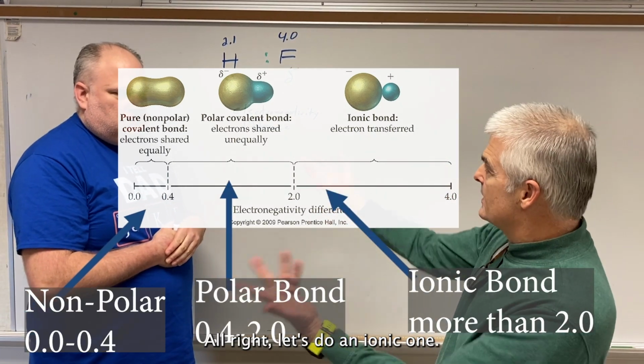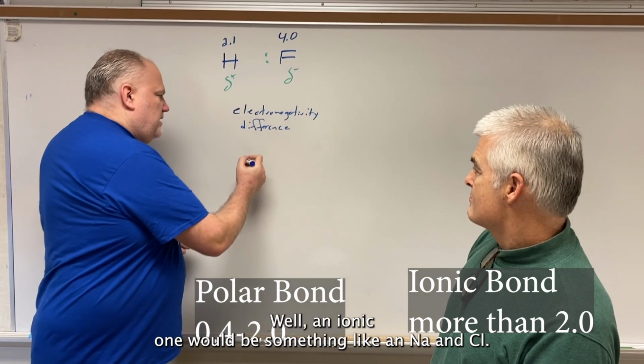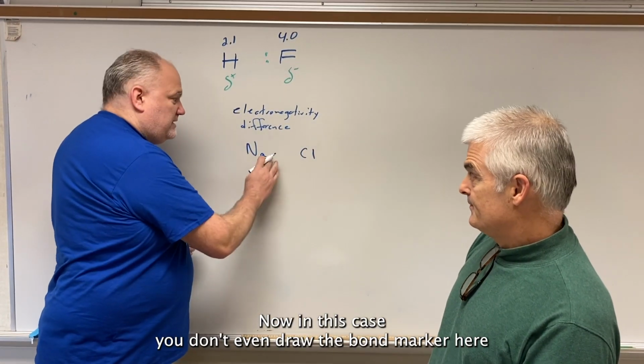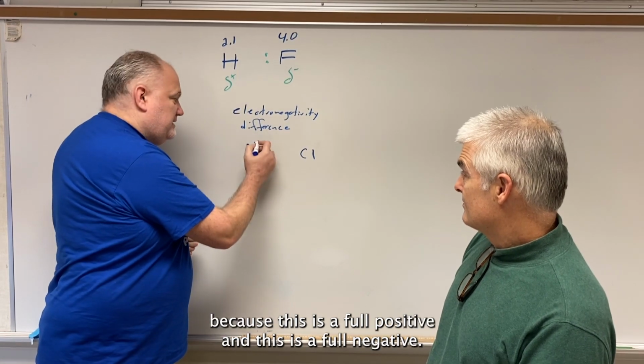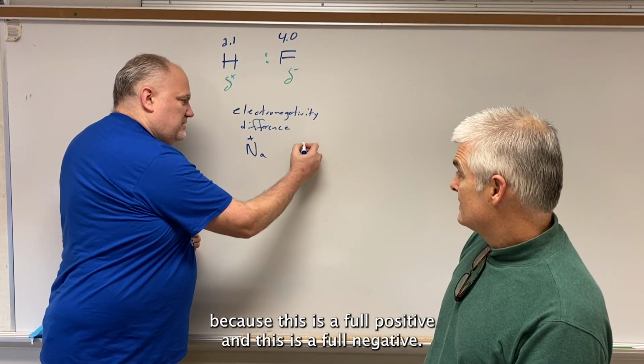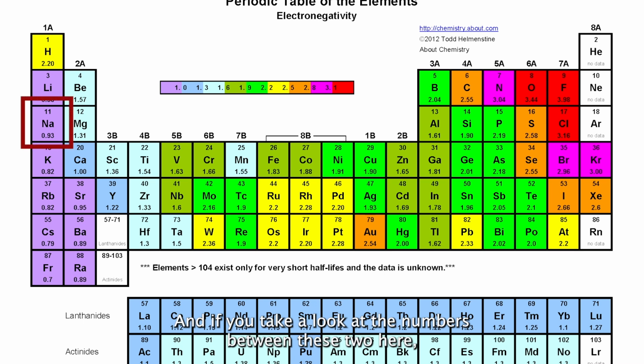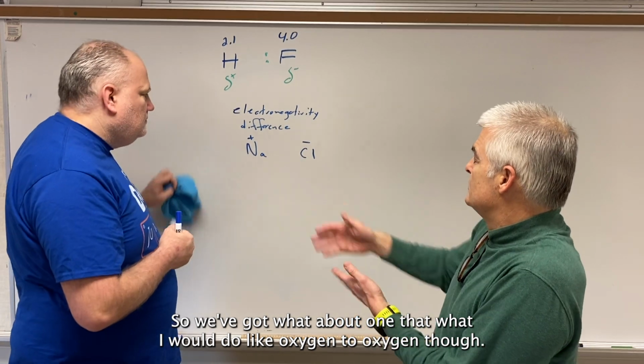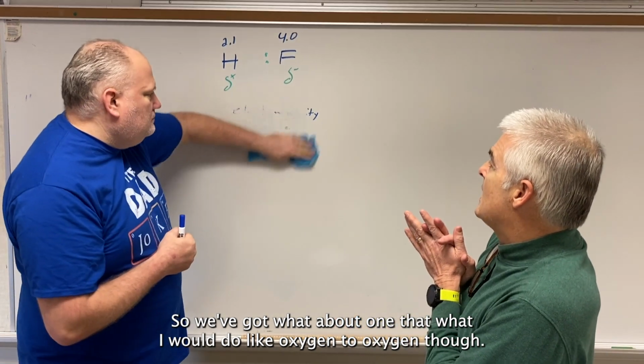Let's do an ionic one. An ionic one would be something like Na and Cl. In this case, we don't even draw the bond marker because this is a full positive and this is a full negative. If you look at the numbers between these two, the gap is definitely more than 1.7. What about one like oxygen to oxygen?